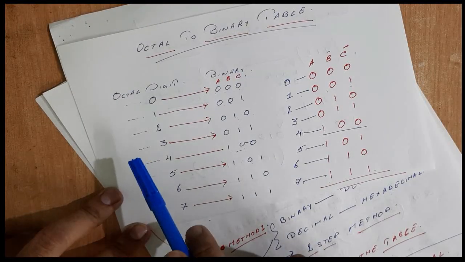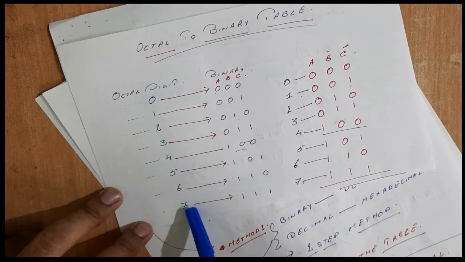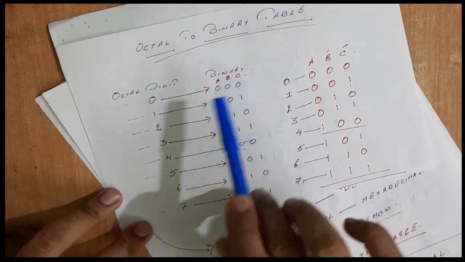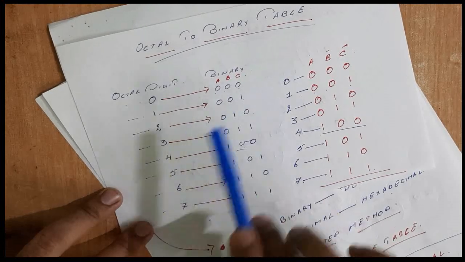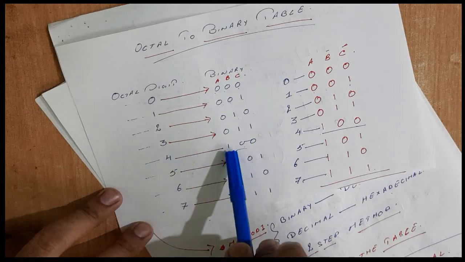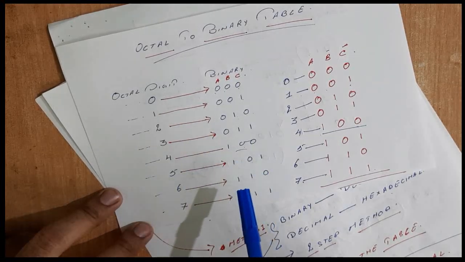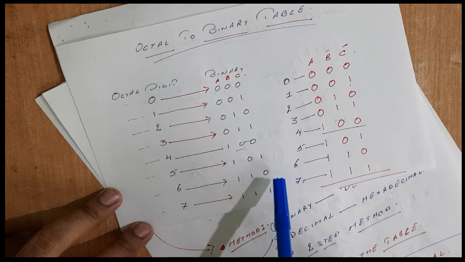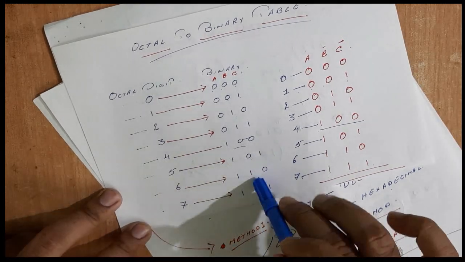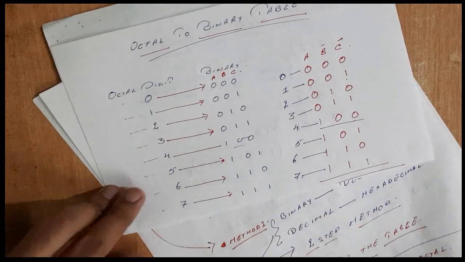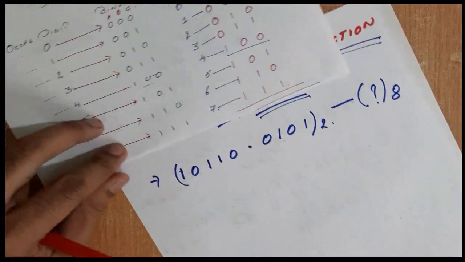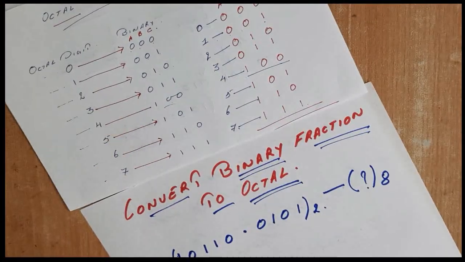Octal means we have 8 digits. 0 binary will be 000, 1 will be 001, 2 will be 010, 3 will be 011, 4 is 100, 5 is 101, 6 is 110 and 7 is 111. So we will use this table to solve the problem, students. So let's do it. We will keep the table for reference.